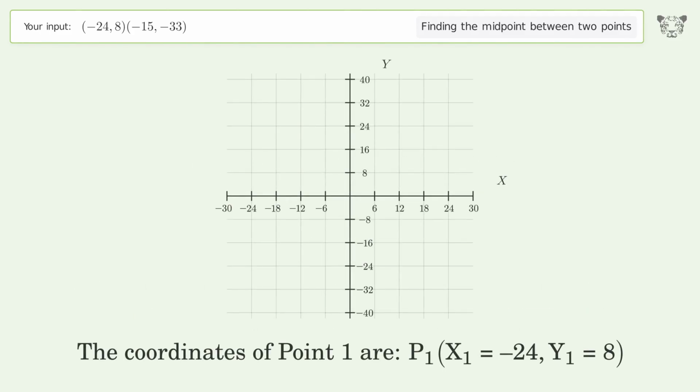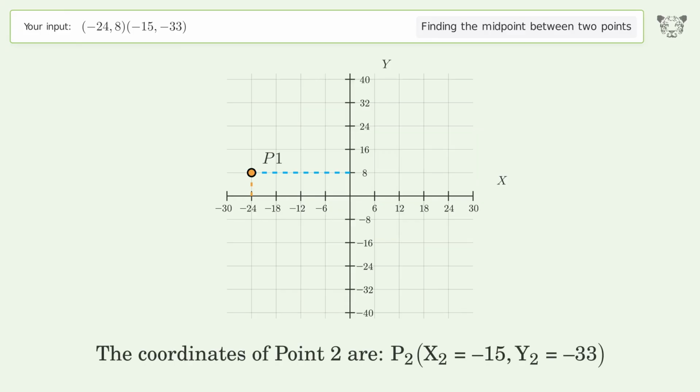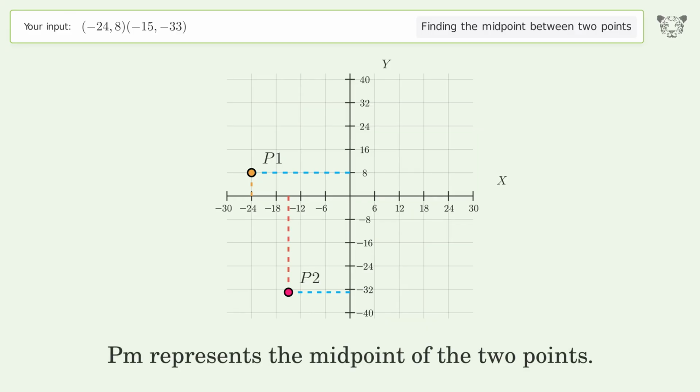The coordinates of point 1 are x1 equals negative 24, y1 equals 8. The coordinates of point 2 are x2 equals negative 15, y2 equals negative 33. PM represents the midpoint of the 2 points.